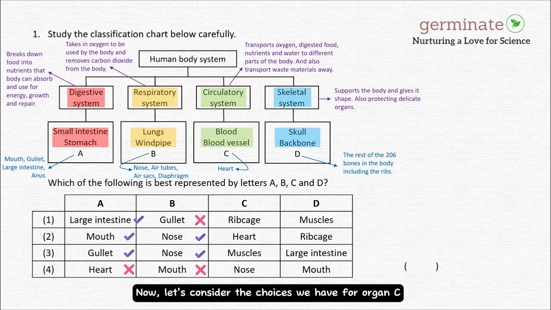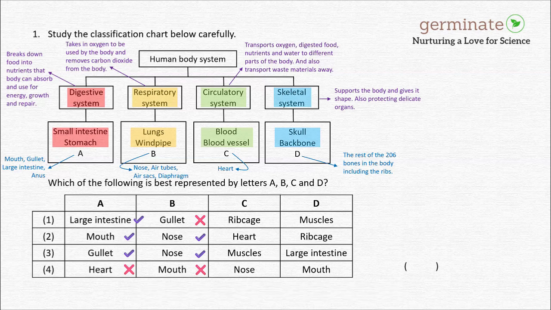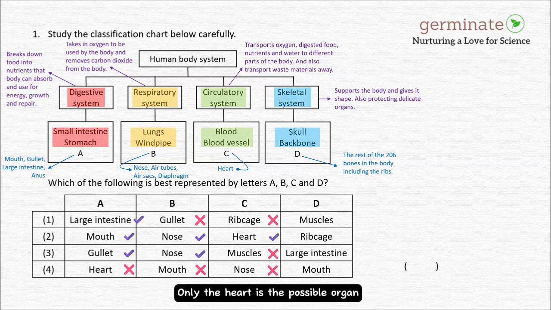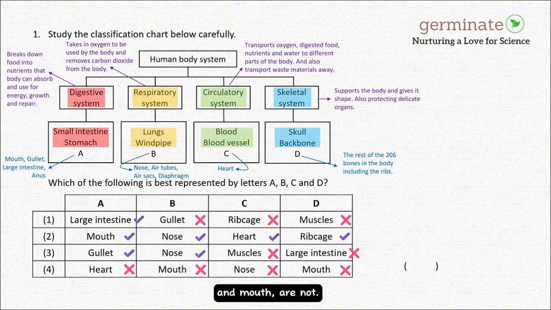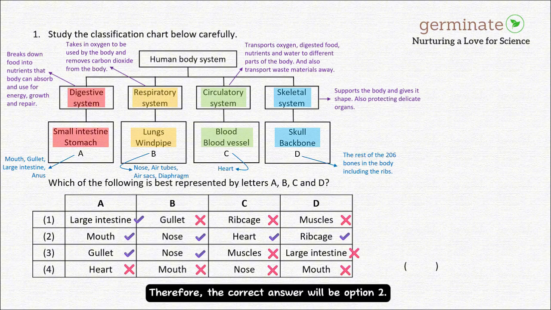Now, let's consider the choices we have for organ C. Only the heart is the possible organ, while options 1, 3, and 4, the rib cage, muscles, and nose, are not. With this, we can narrow our answer down to option 2. However, let's confirm this by looking at the choices we have for organ D. Based on our list, only the rib cage is the possible organ, while options 1, 3, and 4, muscles, large intestine, and mouth, are not. Therefore, the correct answer will be option 2.